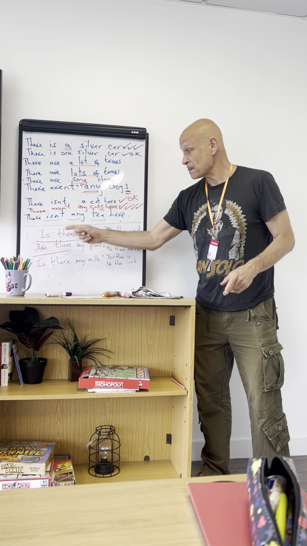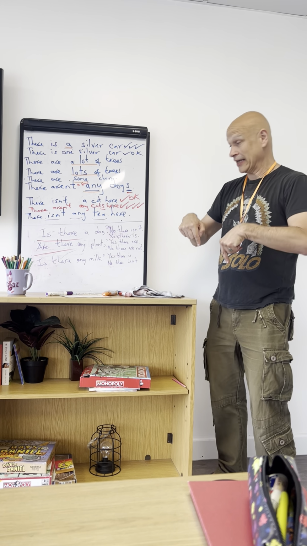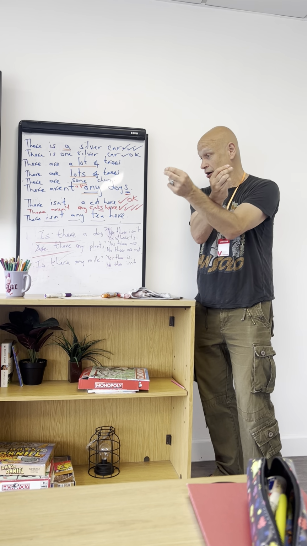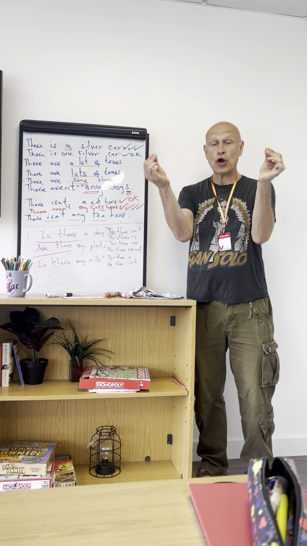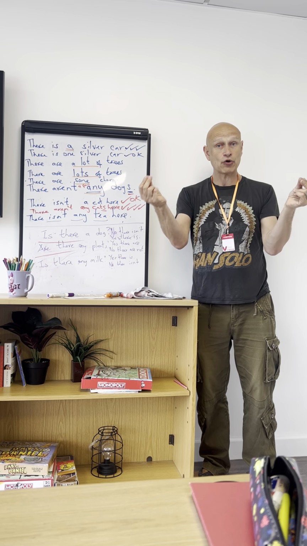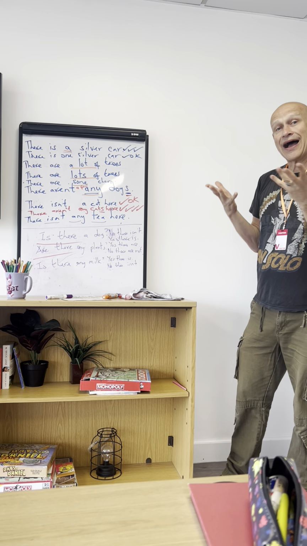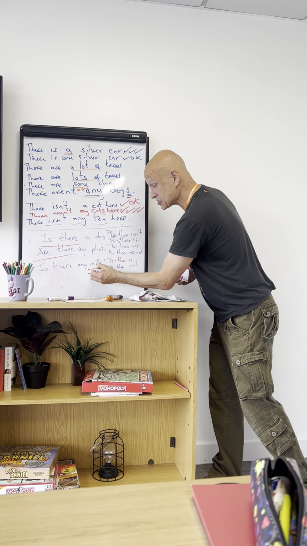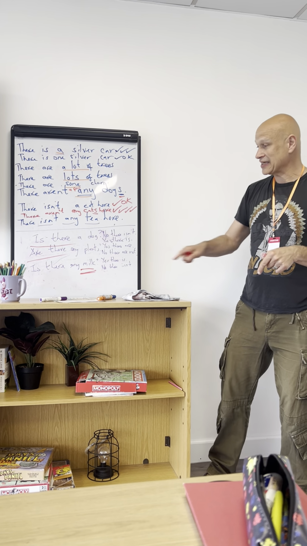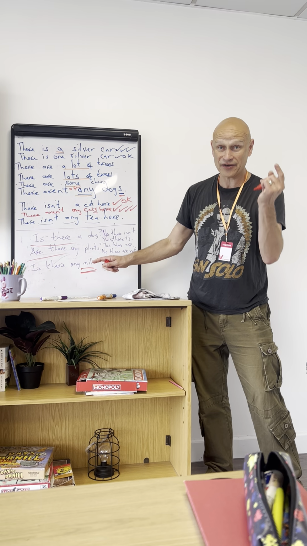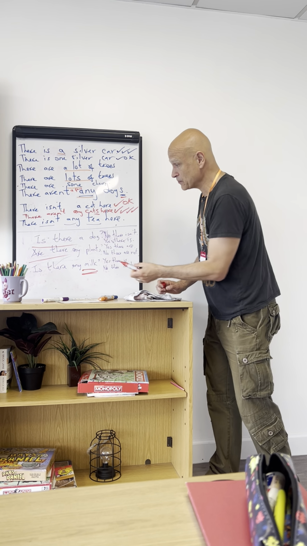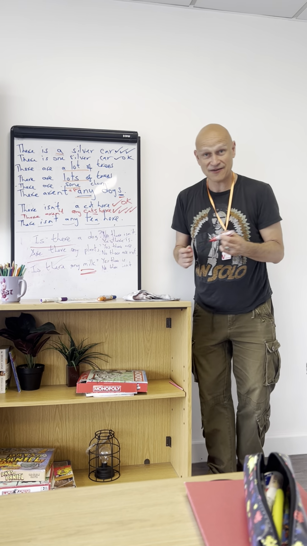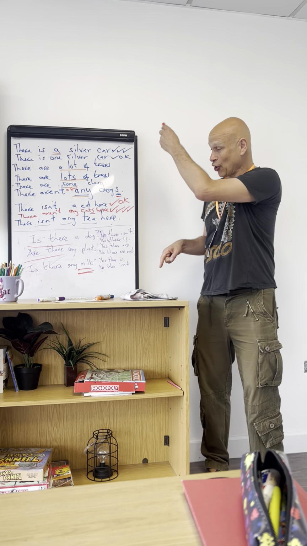Or plural. Are there any plants here? Yes, there are. Are there any? No, there are not. Or no, there aren't. And for uncountable nouns, we have to ask in the singular. Uncountable, singular. Is there any milk? Yes, there is. No, there isn't. So we will work on this now.